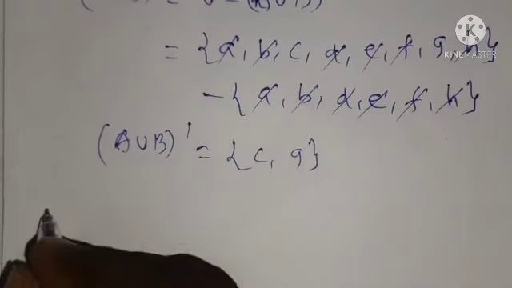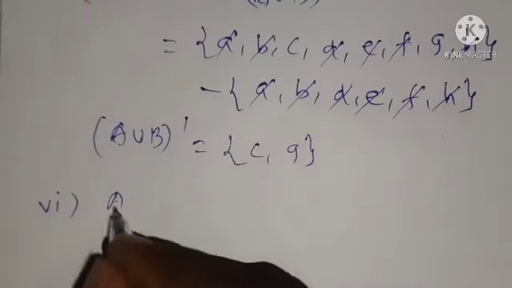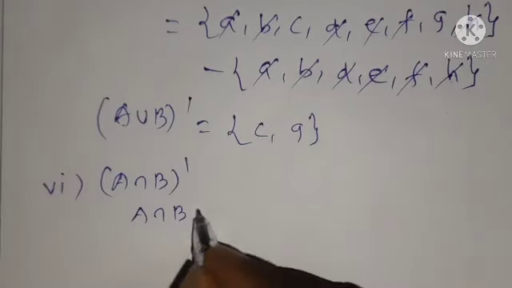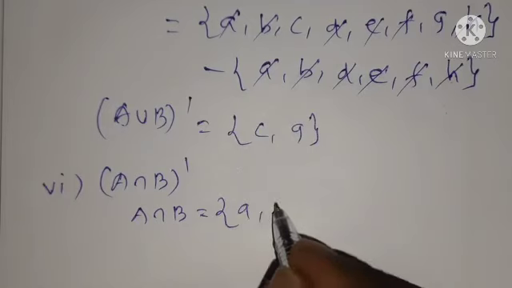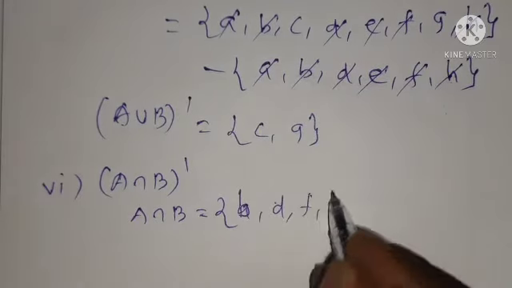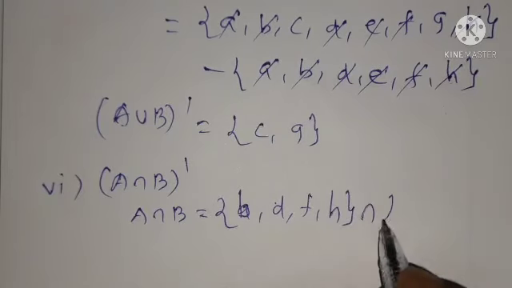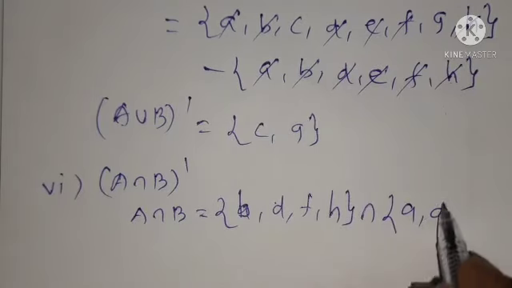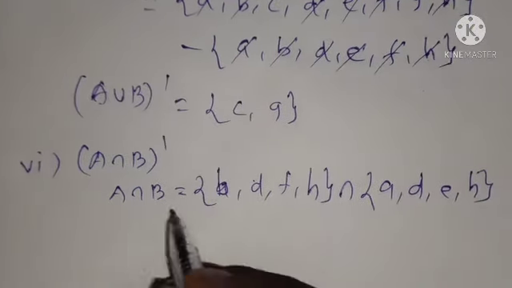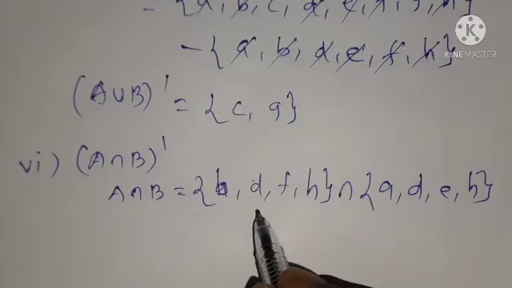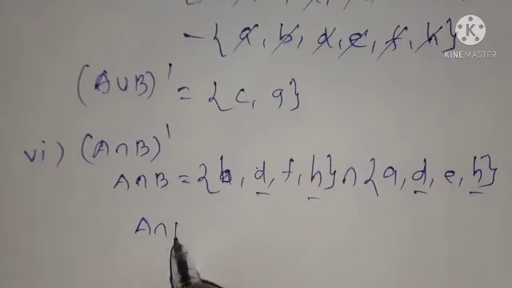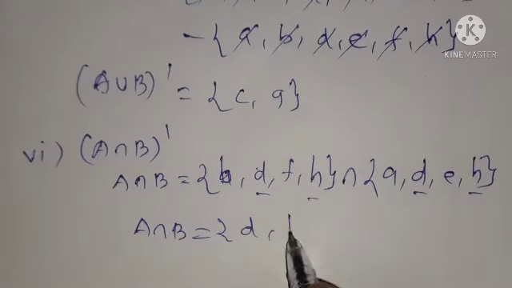Next, sixth one, (A intersection B) whole dash. First write set A intersection B. Set A is equal to B, D, F, H. Intersection of set B elements A, D, E, H. So A intersection B means common elements of both the sets A and B. Here D is common to both the sets and H is common to both the sets. A intersection B is equal to D, H.